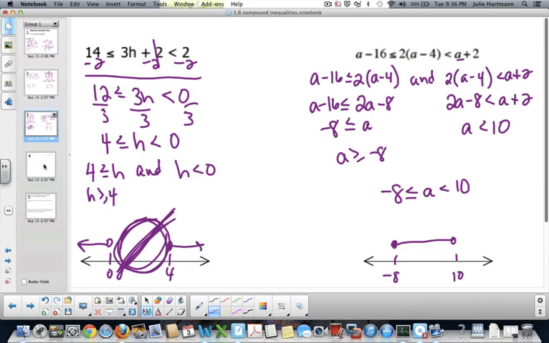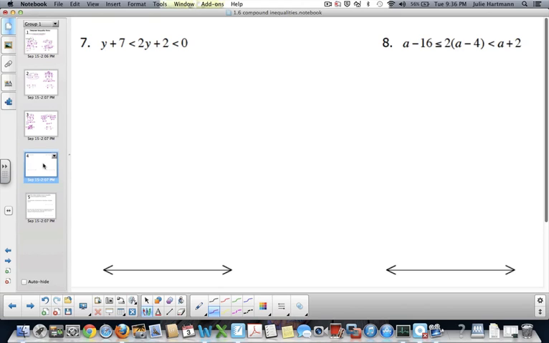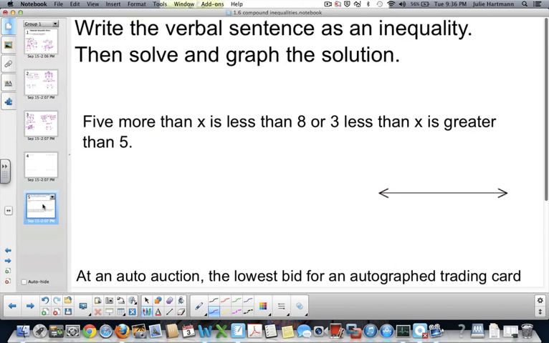Now, these next ones, that is the same. That's the one I did up there. So I'm going to go down to here. Write the verbal sentence as an inequality, then solve and graph the solution. So, 5 more than x is less than 8, or 3 less than x is greater than 5.